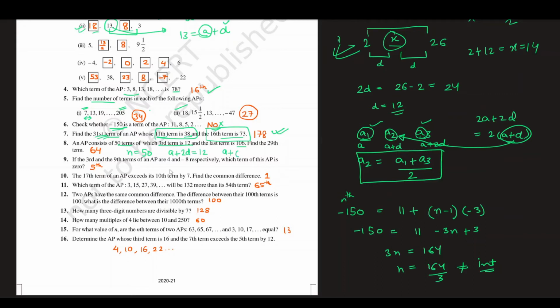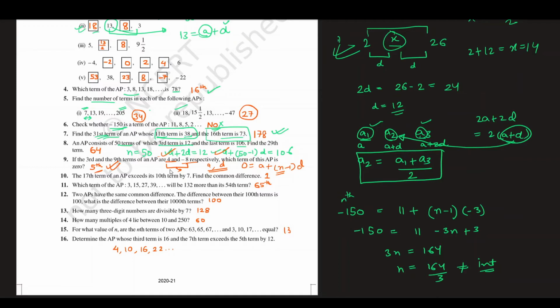And the last term is a + (n - 1)d, where n is 50 here, so 50 minus 1 into d is 106. Just find a and d from these two equations and you can easily solve it. Now if the third and ninth term, okay, the same question is there, just make these two equations and solve for a and d, and then check whether 0 is a term by saying 0 = a + (n - 1)d. If this n comes out to be an integer, then 0 is a term. If not, then it is not a term. But in this case the answer is yes, the fifth term is 0.